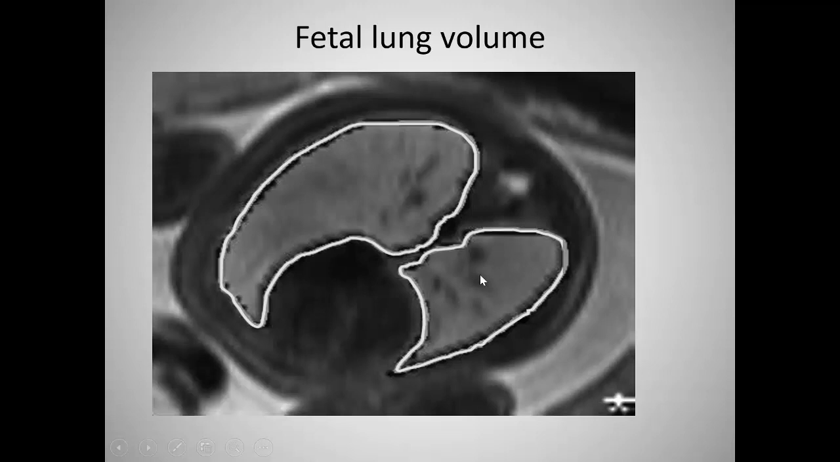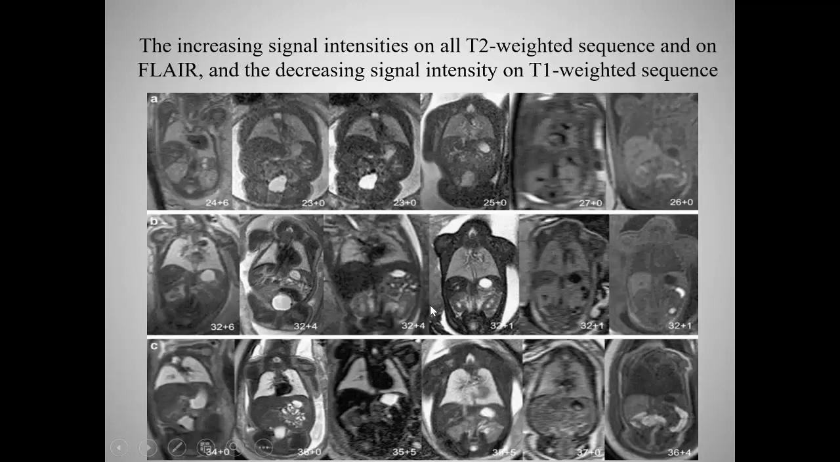Same as ultrasound, we can take many slices and add them in the end to calculate the fetal lung volume. And this is the increased signal intensity in all T2 weighted sequences and on FLAIR image, and decreasing signal on T1 weighted image. And also here a sign of maturity is the distended colon with meconium, which is also a sign of maturity in the late stage, here at 36 weeks.